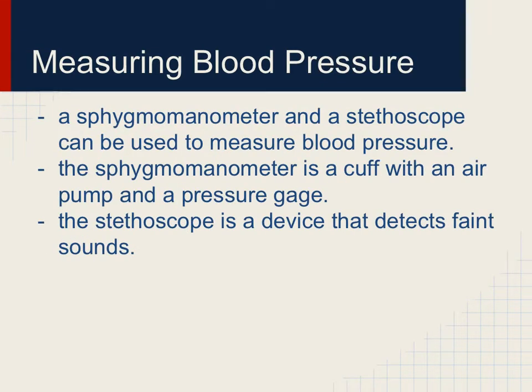Measuring blood pressure. A sphygmomanometer and a stethoscope can be used to measure blood pressure. A sphygmomanometer is a cuff with an air pump and a pressure gauge. The stethoscope is a device that detects faint sounds. We'll use both of these instruments on Monday and Tuesday.